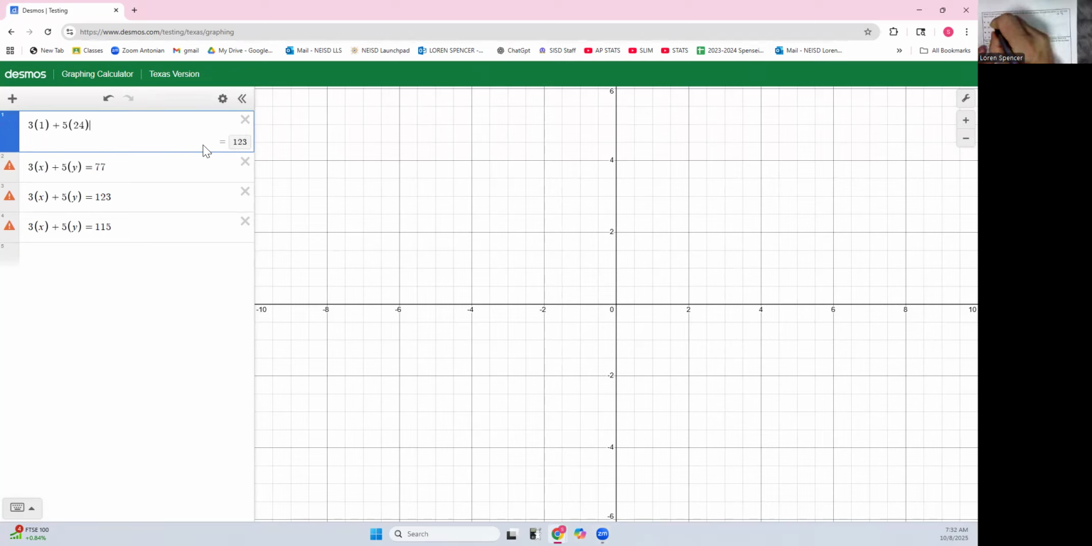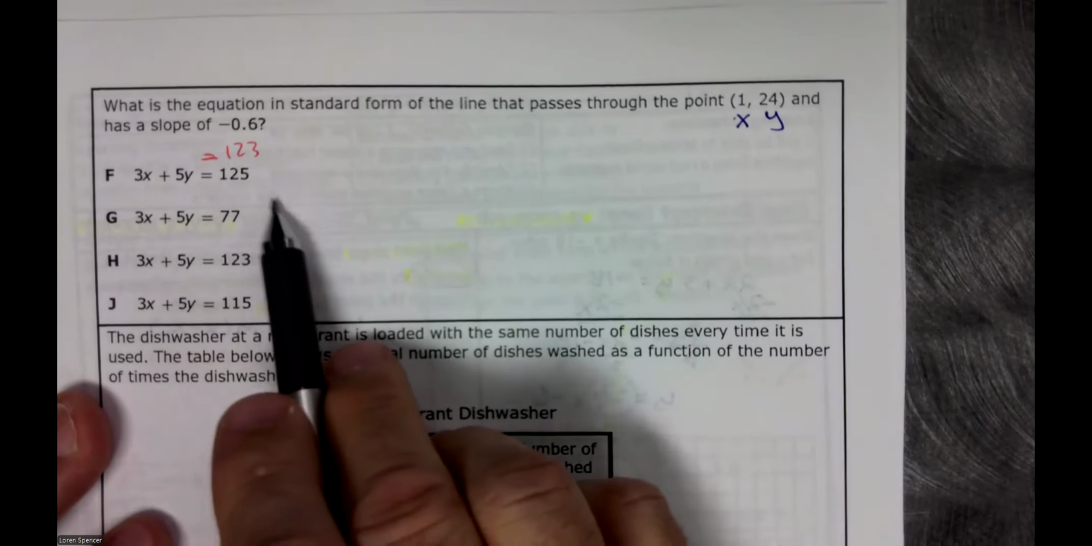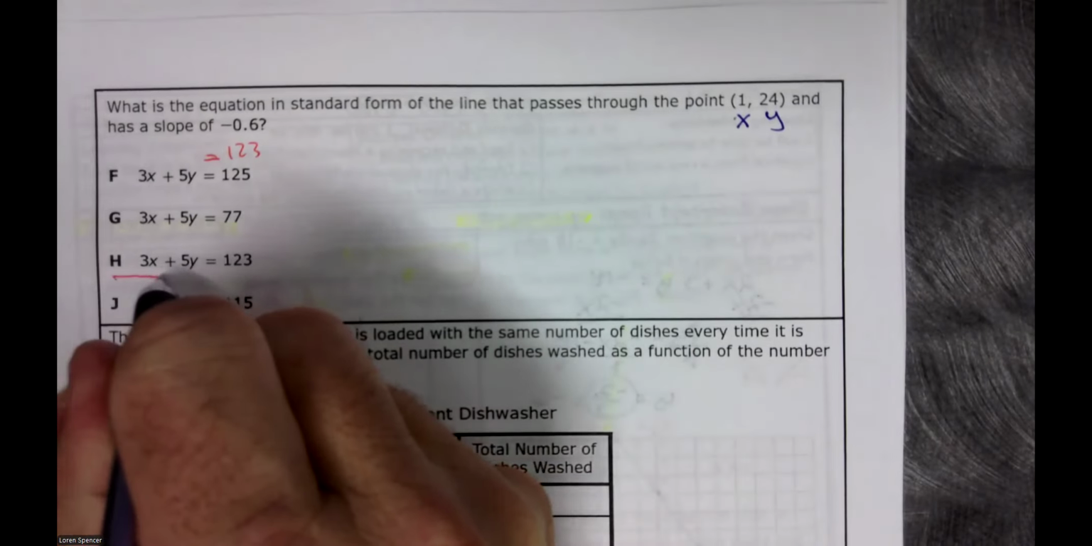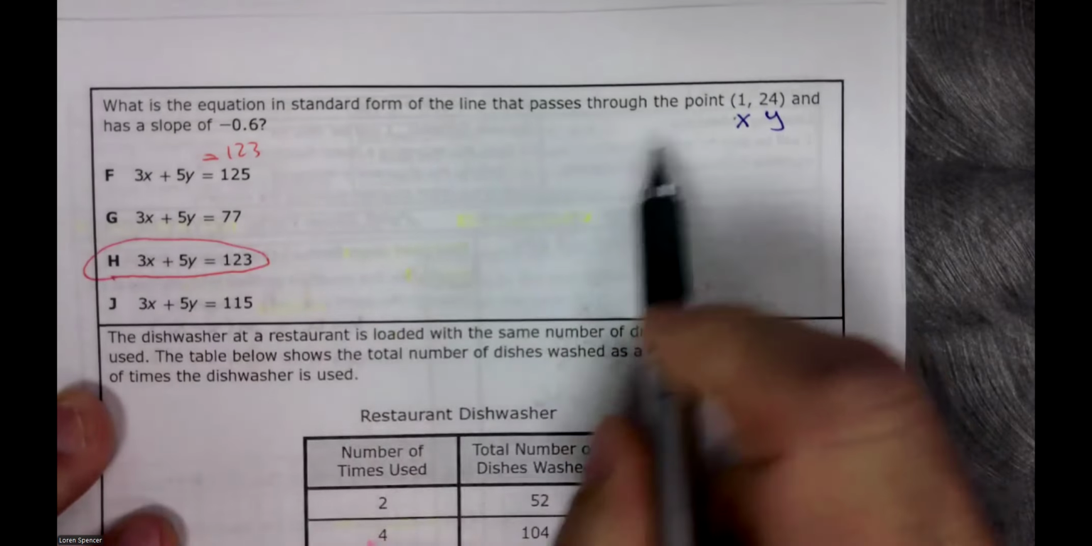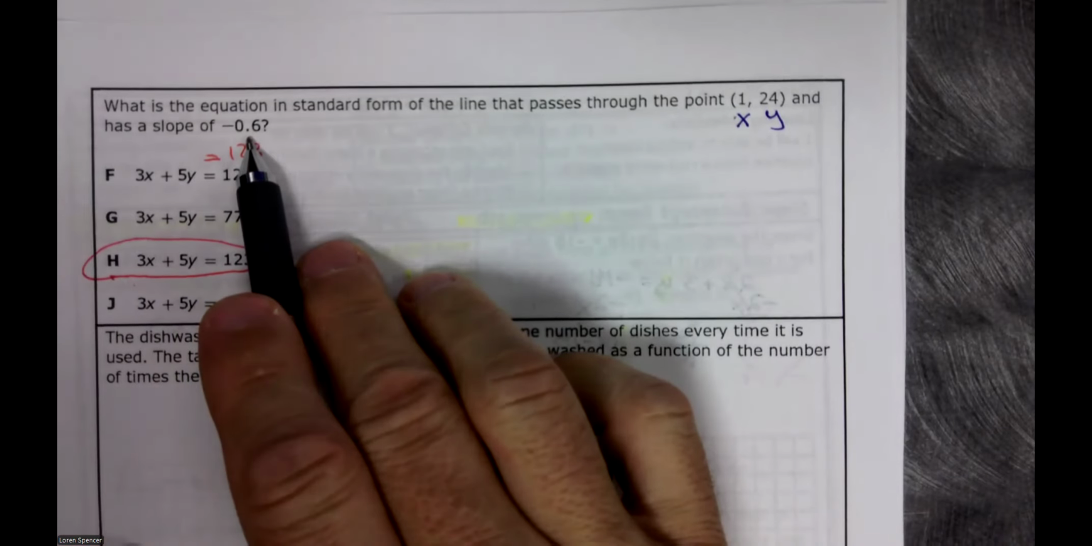Well, if it equals 123, that narrows it down to exactly one problem. So the only one that equaled 123 was letter H. So I'm going to go ahead and stop the share and go, you know what? I needed it to equal 123. That's H. Well, where did this negative 0.6 come from?